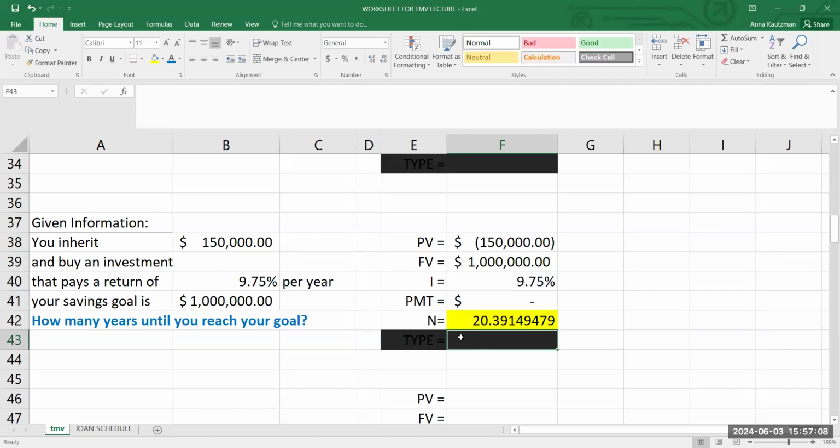And the number of time periods is 20.391. That's too many, right? It just goes a lot. So this time we're going to make that cell active, come to the number group at the top, and decrease decimal places till we get it down to 2 decimal places. So this is 20.39 years. So less than half, just under 20 and a half years. And then you will have your $1 million.